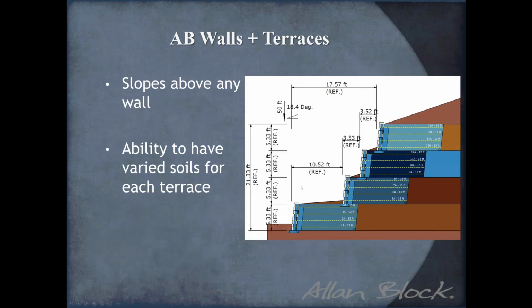All right, so slopes above, just like the AB walls standard, we can do AB slopes above any terrace, any top of the wall. And then I've got the color-coded showing here that every terrace has the ability to have different unit weights as well as friction angles input for each one of the walls.